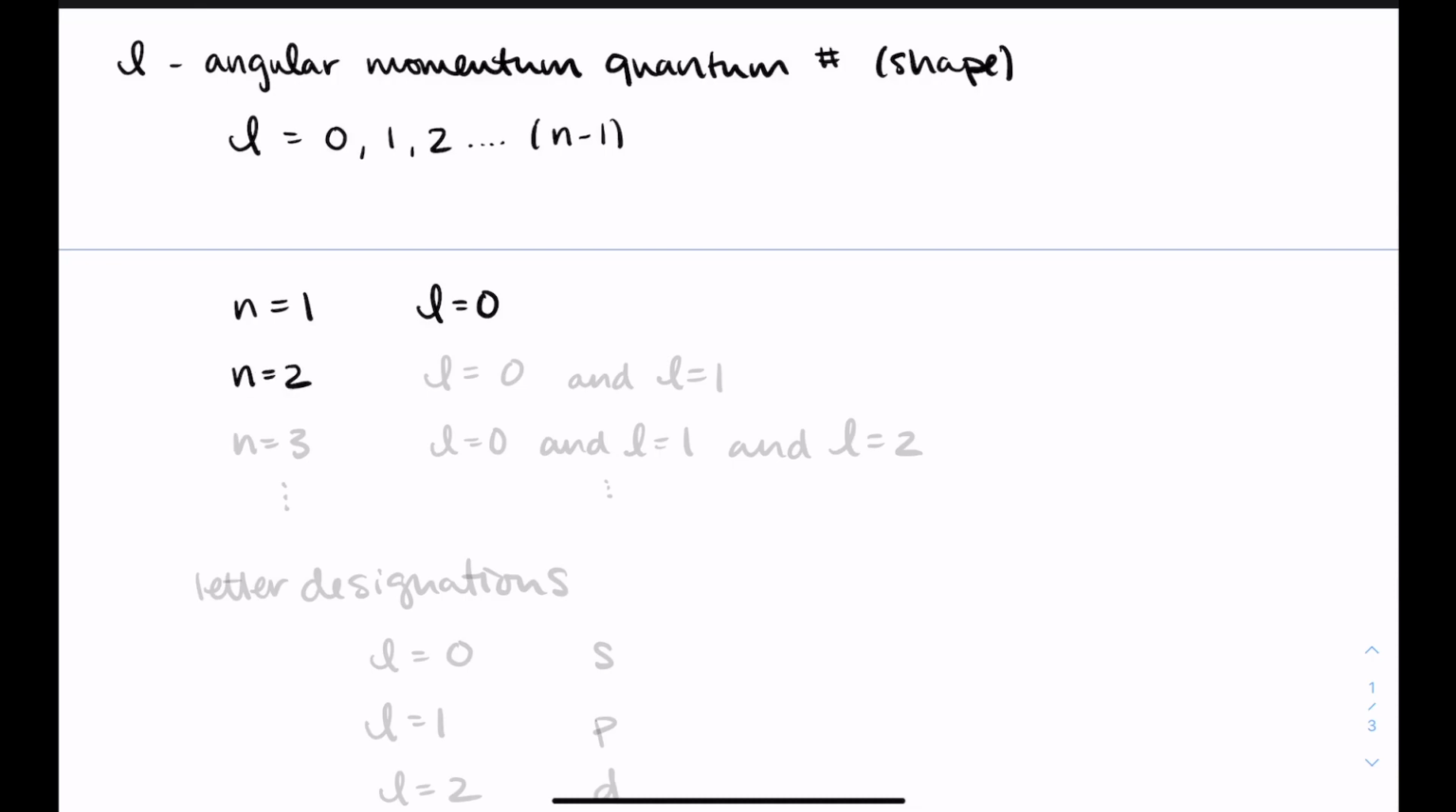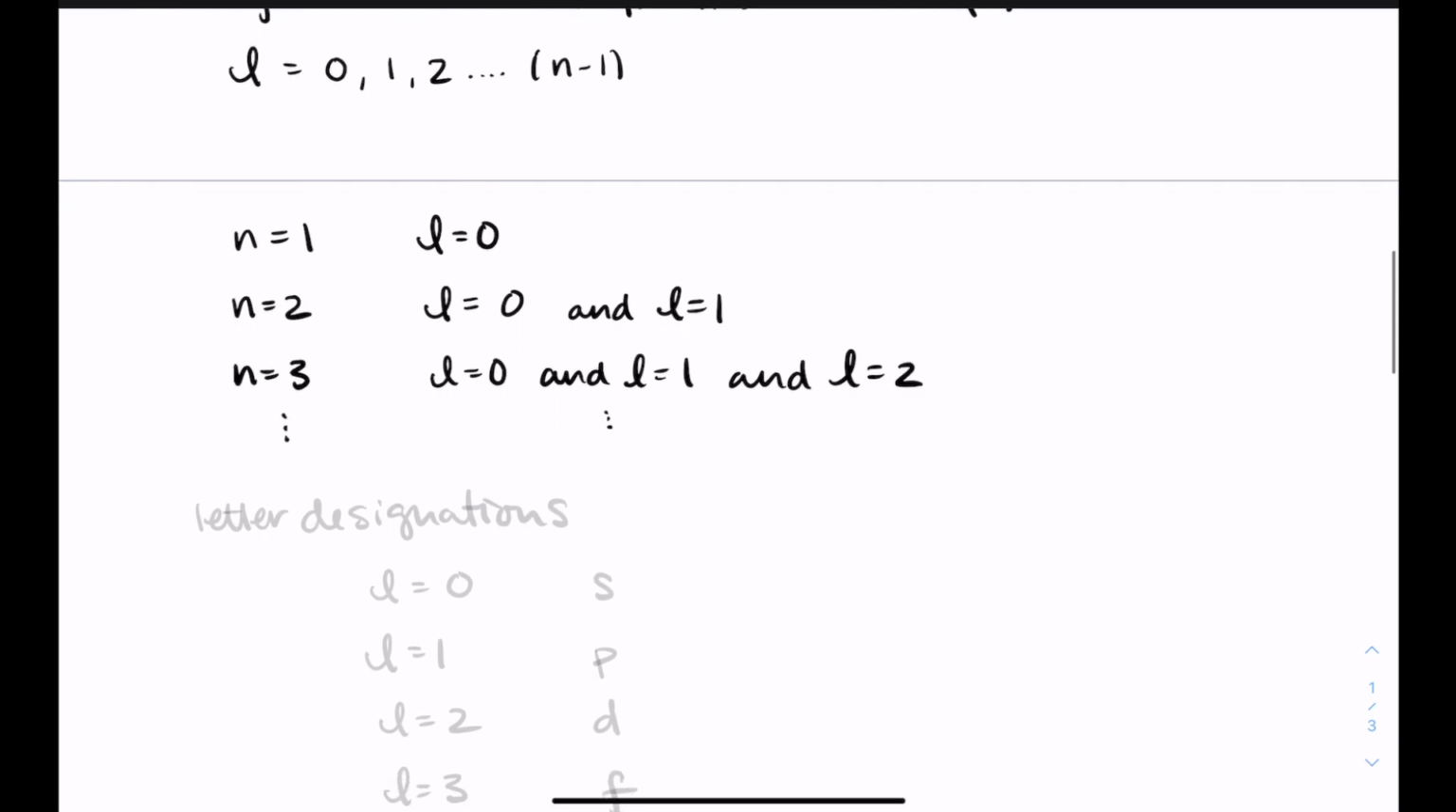N equals 3, right? We're just going to keep adding. So 3 minus 1 is 2, so the limit is L equals 2. But we will also still have L equals 0, L equals 1, and now L equals 2. So same shape, higher energy for 0, same shape, higher energy for 1, new shape for 2.